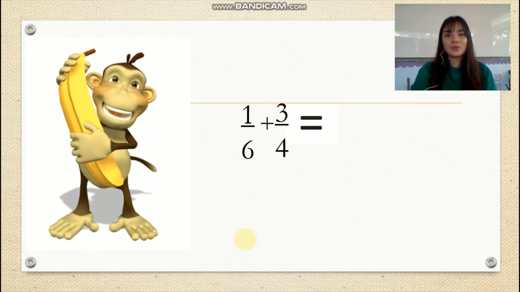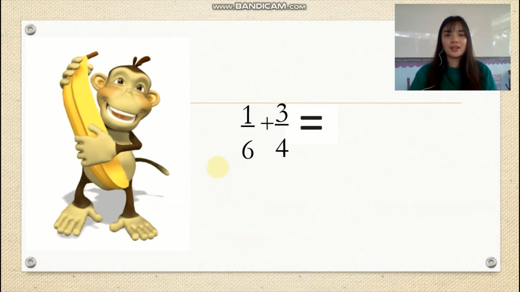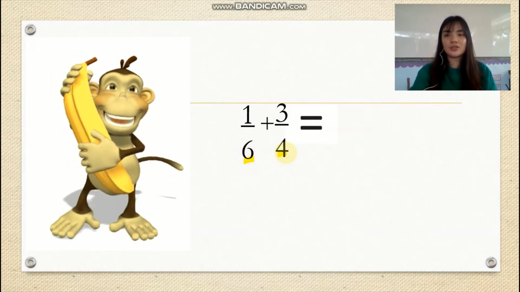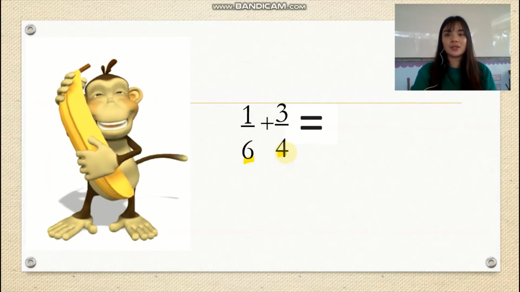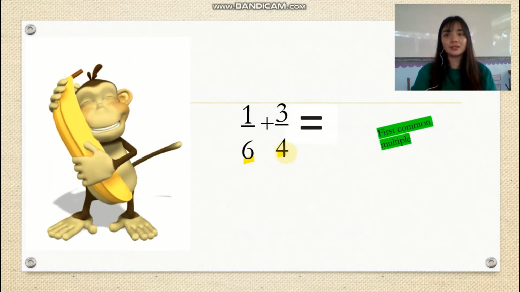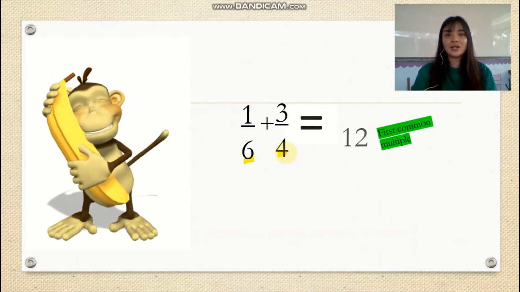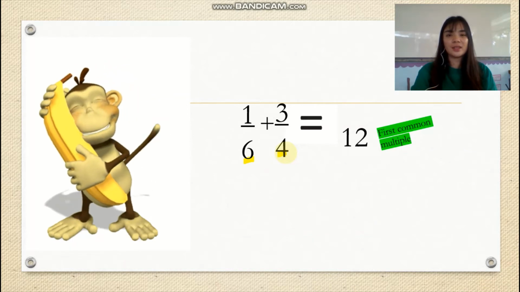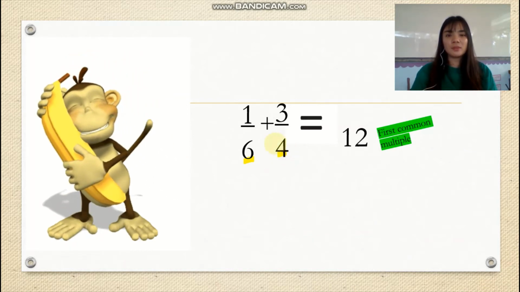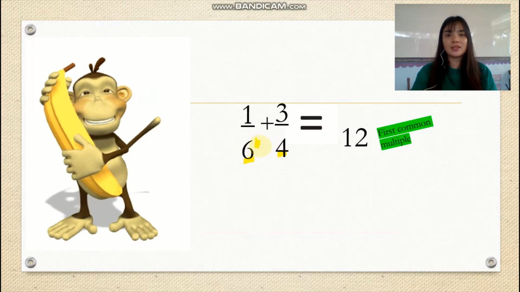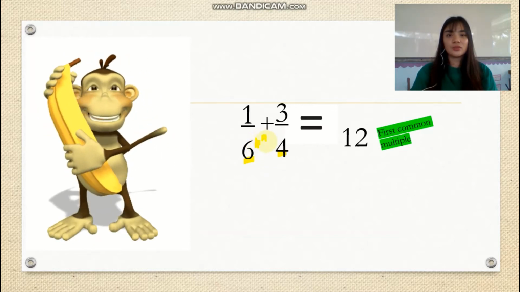How about 1/6 plus 3/4? Our denominators aren't the same. So what are we going to do first? We need to find the first common multiple of 6 and 4. What do you think? 12. Very good. So what can we multiply it by 6 to make it 12? It is 2. Very good.